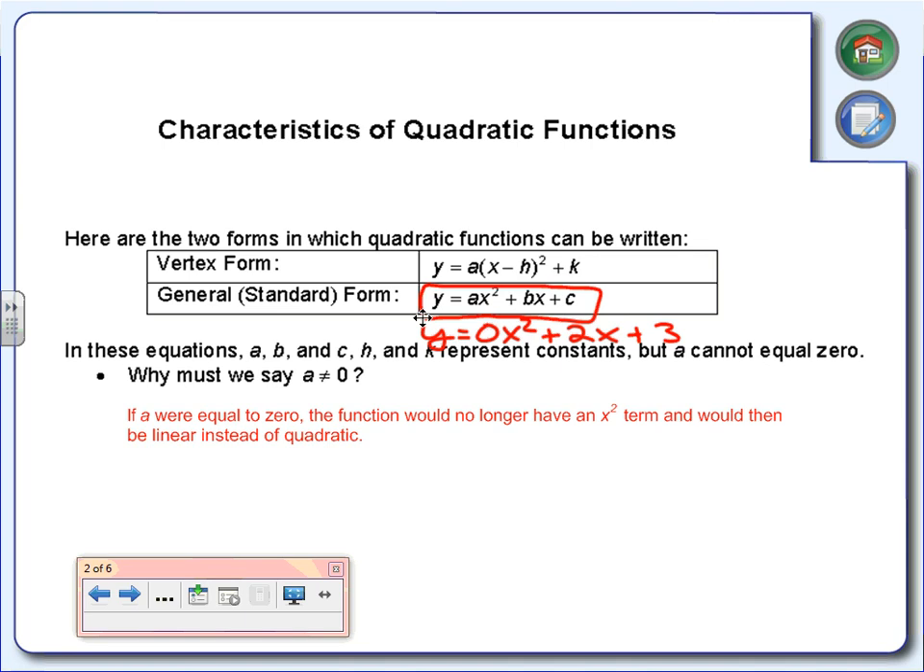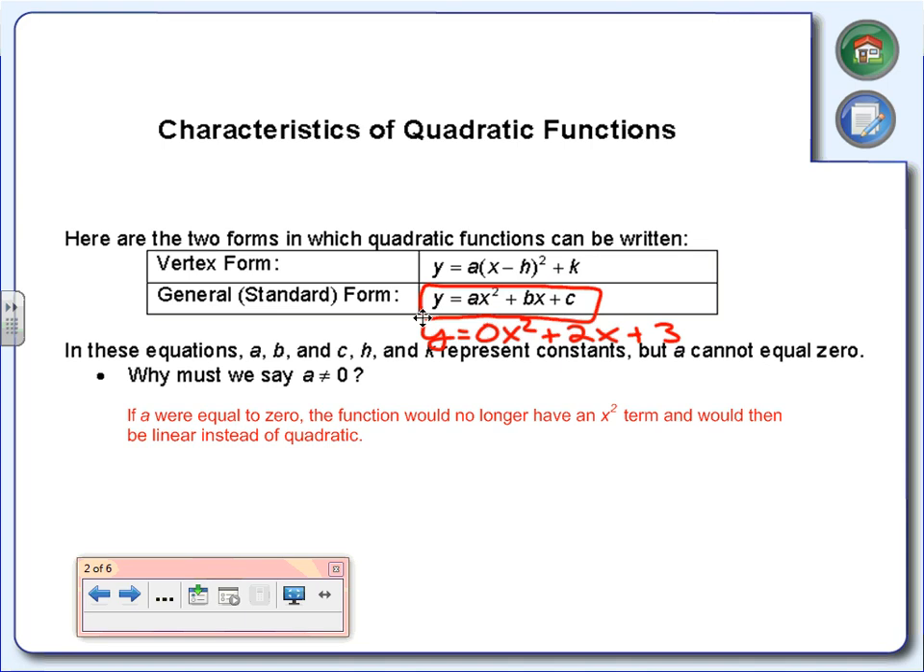And notice that would also go for that vertex form. I only showed you the standard form, but that would also go for the vertex form as well. You can't have a 0 for a in that vertex form either. Otherwise, you'd end up with a linear function also. So that's our only restriction when it comes to the letters. The letters can be any number. The only restriction we have is that a can't be a 0.